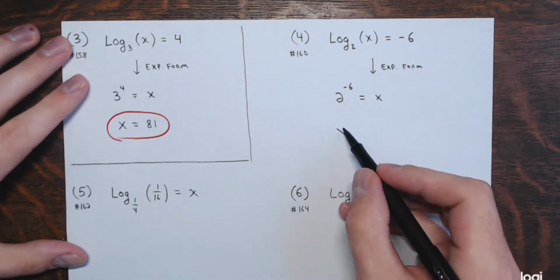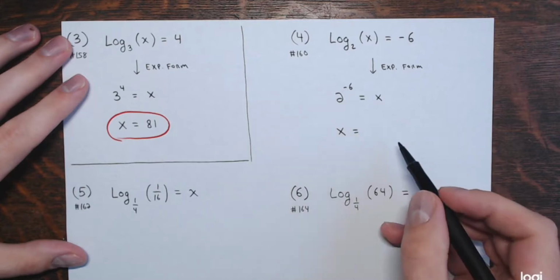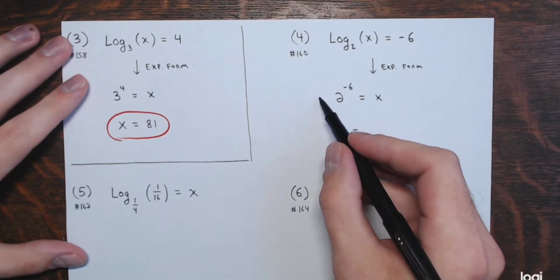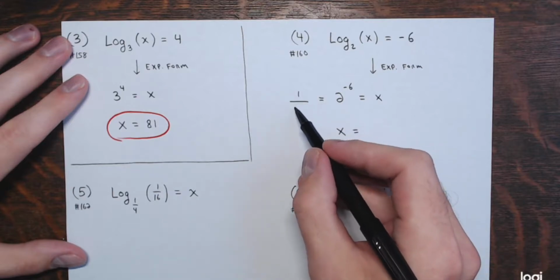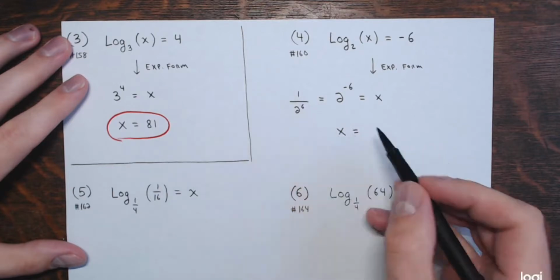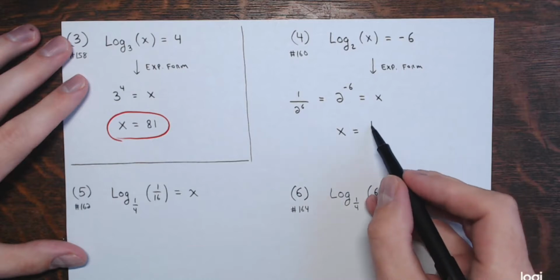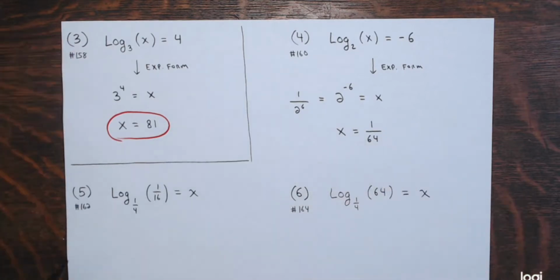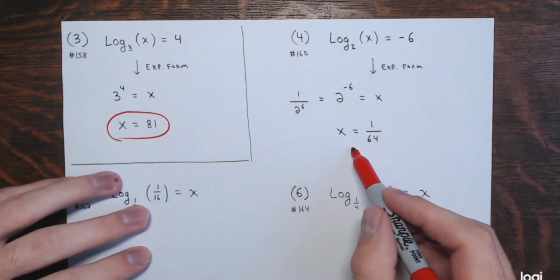X equals 2 to the negative 6. Now remember, 2 to the negative 6 is the reciprocal of 2 to the positive 6. Right? So it's positive 1/64. X is positive 1/64 here. And that would work, I promise you. I'll leave it to you to check it.